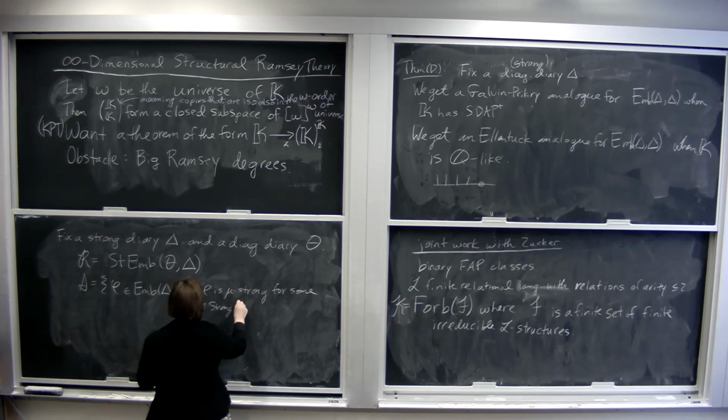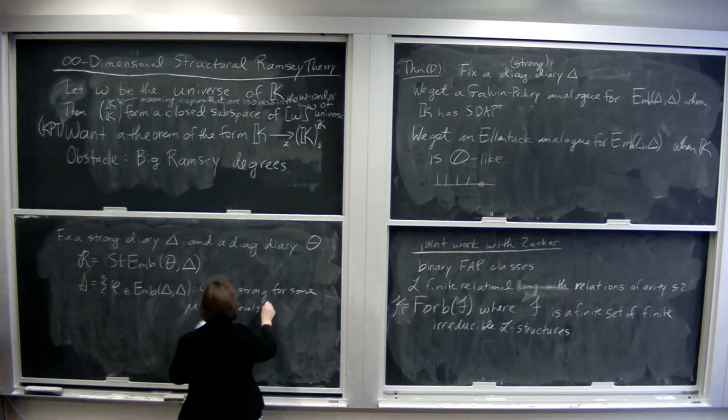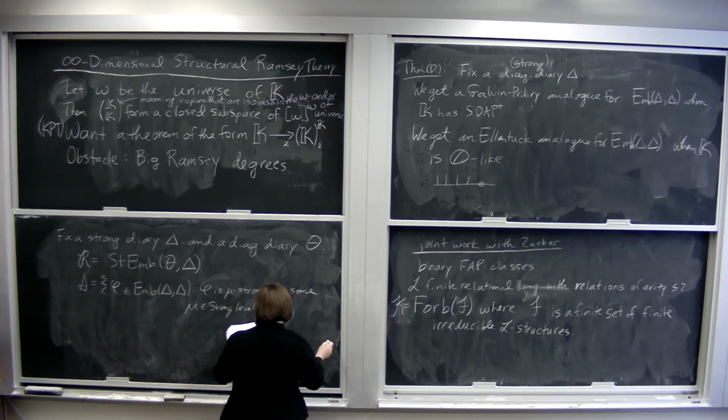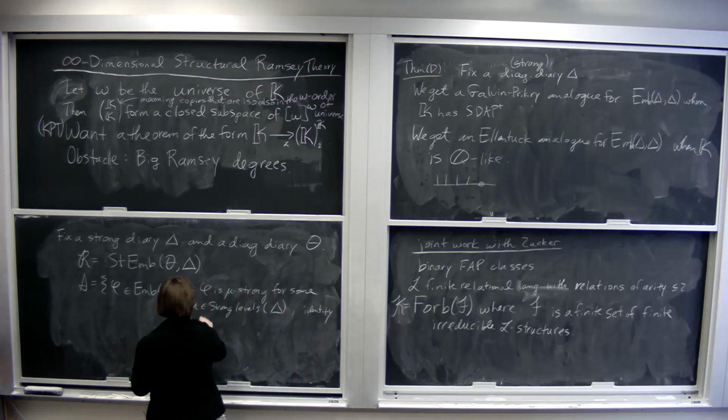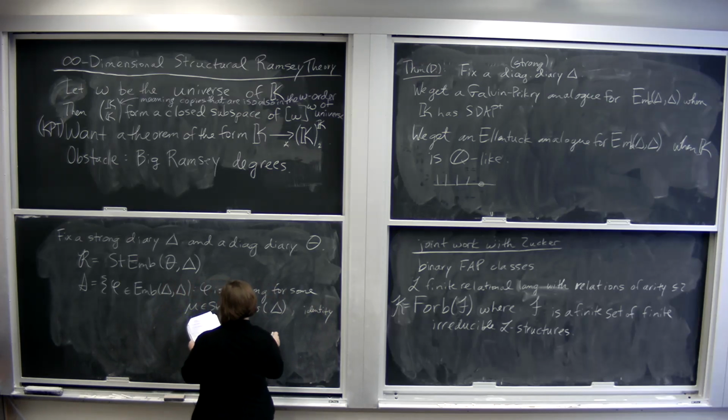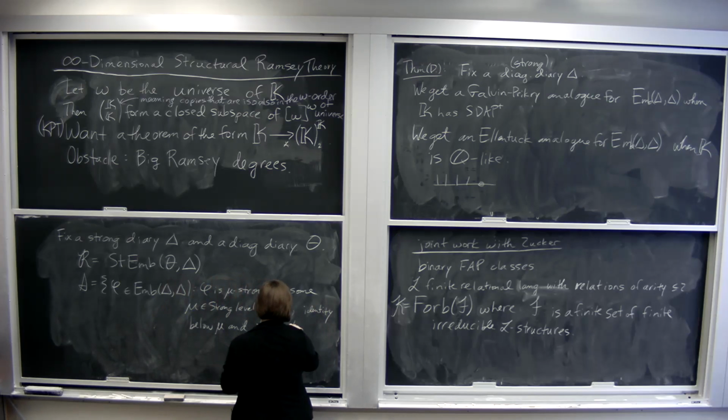Levels, delta, and identity below mu. And this is probably not going to make sense, but I'll try to talk it through.